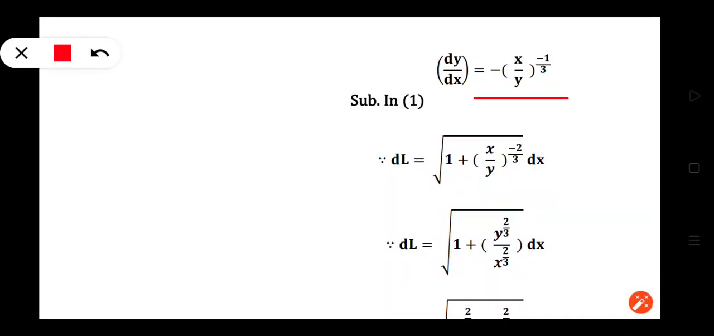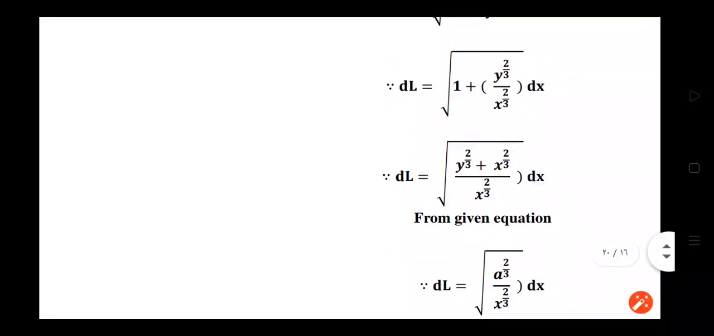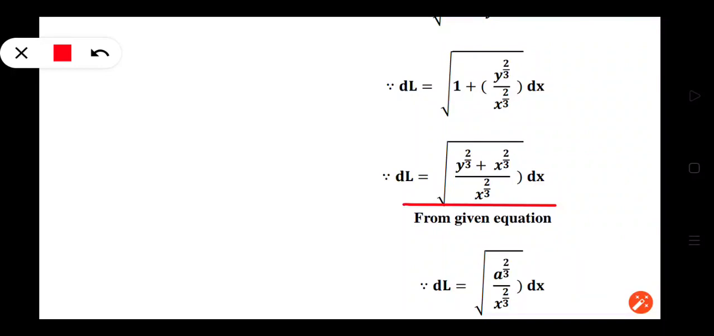We will put it in equation 1 to find dL. So dL will be square root of 1 plus y over x power negative 2 over 3. We can write it in another form. We put the fraction x over y with the negative power in the form y over x with the positive power 2 over 3. We can find the common denominator x power 2 over 3, then it will be x to the power 2 over 3 plus y to the power 2 over 3 over x to the power 2 over 3.